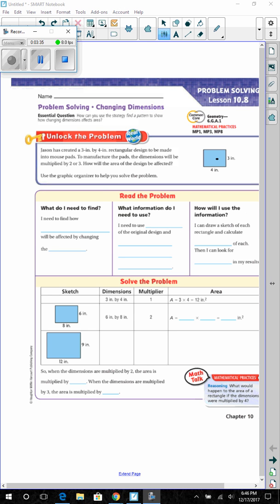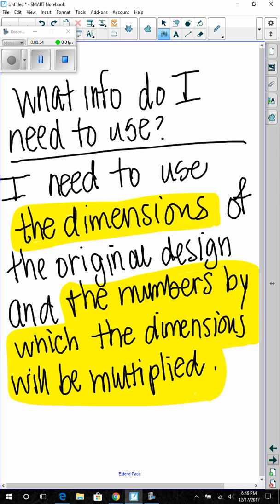Okay, so what information do I need to use? I'm looking at this portion here. I need to use the dimensions of the original design and the numbers by which the dimensions will be multiplied. So you are going to write in the portions that are highlighted into the fill in the blank on your page. So what info do I need to use? I need to use the dimensions of the original design and the numbers by which the dimensions will be multiplied.